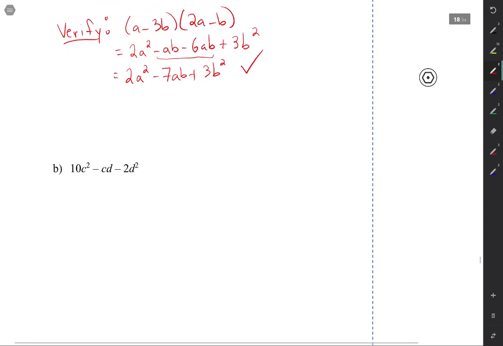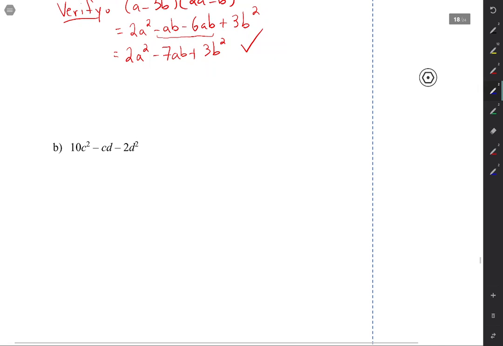Let's do one more of these. 10c squared minus cd minus 2d squared. So if we were to think of two things that multiply to 10c squared, we could either do 1c times 10c, or we could do 2c times 5c. I'm going to do 2c times 5c. Now for 2d squared, there's only one option we can do. That would be d times 2d.